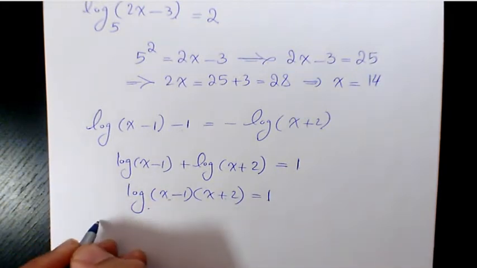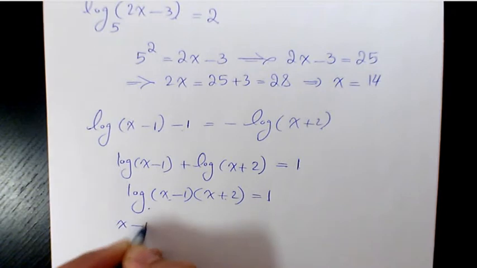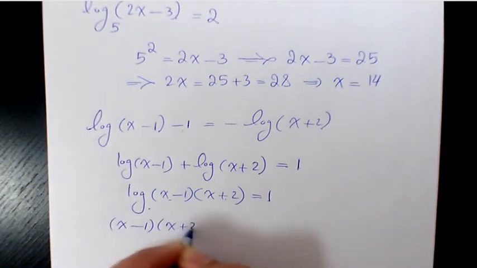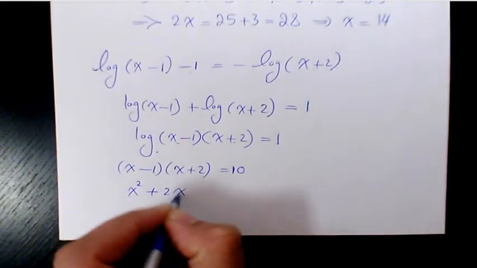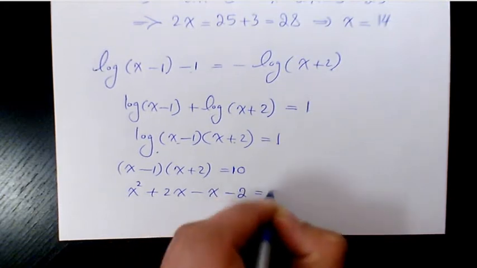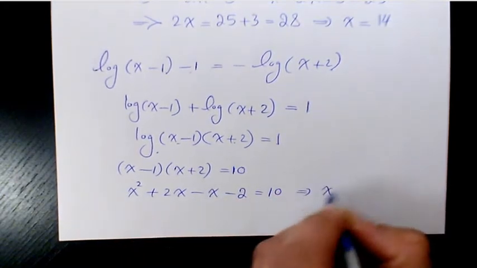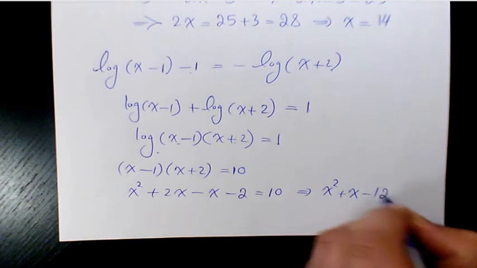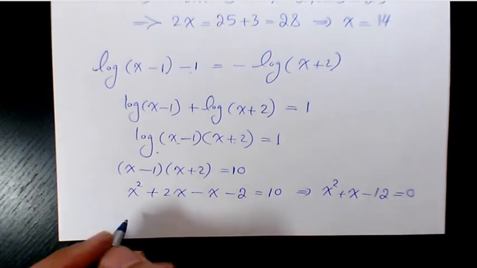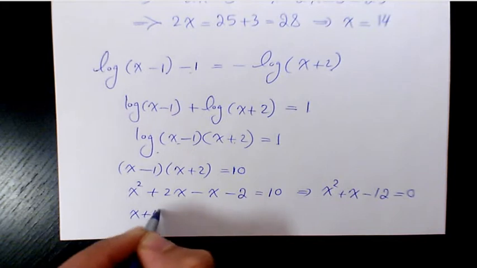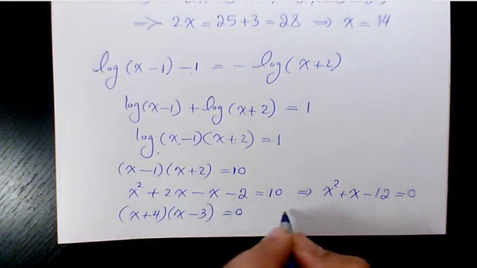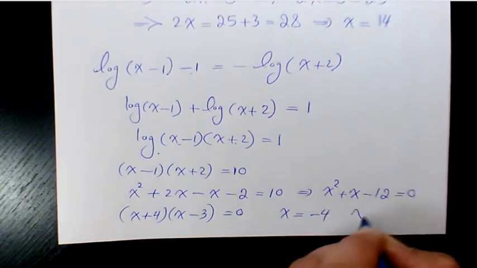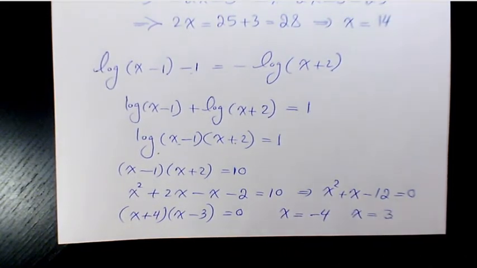So that's going to be (x - 1)(x + 2) = 10 to the power of 1, which is going to be 10. So we have x squared + 2x - x - 2 = 10, which means that x squared + x - 12 = 0. When you factor it, you're going to have (x + 4)(x - 3) = 0. So x can be negative 4 or positive 3.